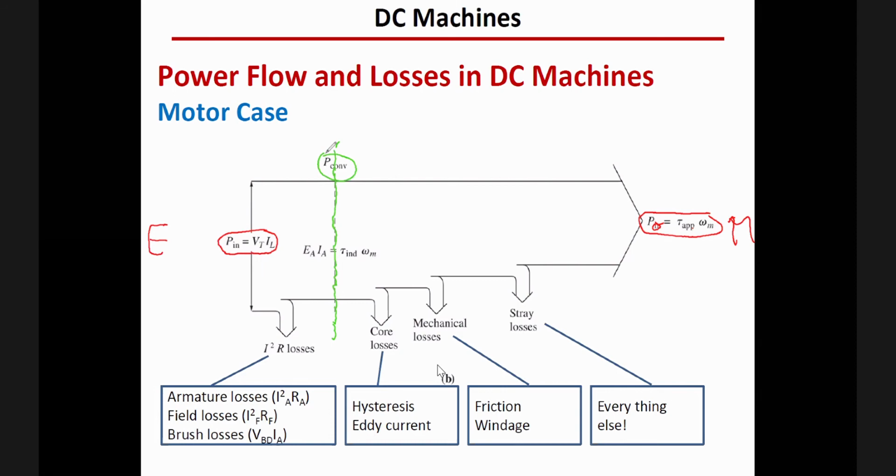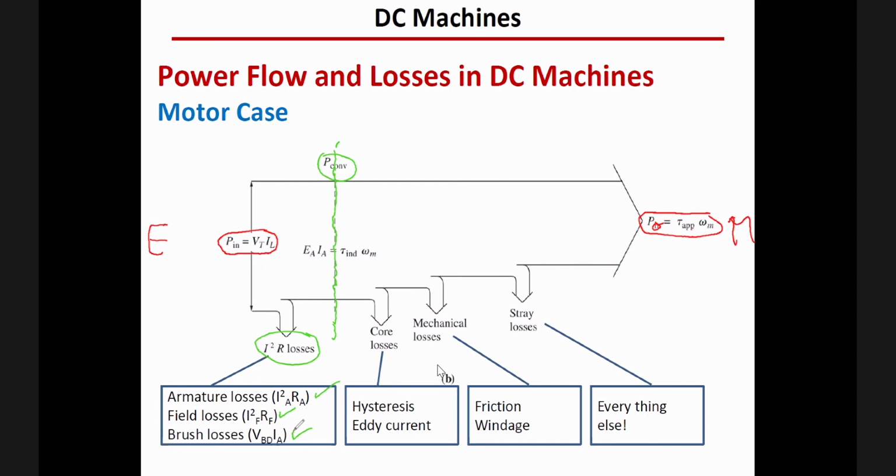So we have the power input, which is electrical. And after that, we have I square R losses, meaning all the electrical losses from the equivalent circuit. So we have the armature losses, I square RA, which are the losses because of the resistance of the armature winding. The field losses, the losses because of the winding of the field. And the third one is brush losses. Do you remember the brush?